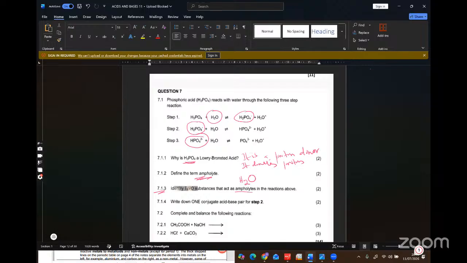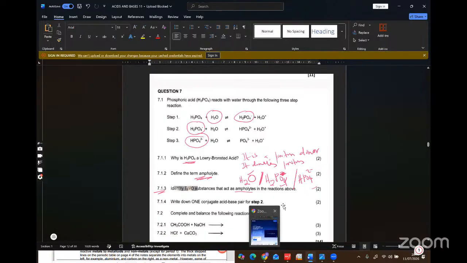So the ampholytes are many. We're going to have water, H2PO4 minus is an ampholyte. Then HPO4 2 minus is also an ampholyte. So this is an ampholyte. This is also an ampholyte. You choose any two of them.